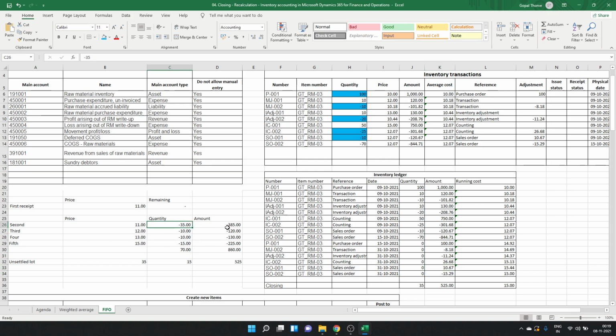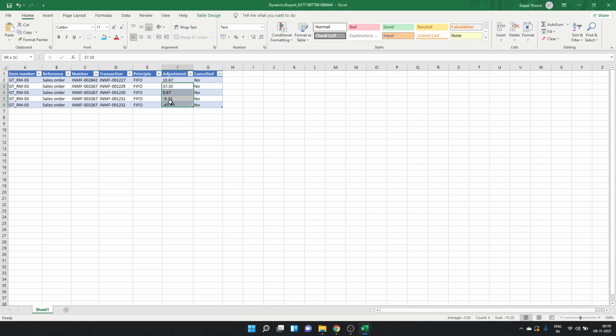Okay, so that is 15.29. So if we sum this up, 15.29 inventory is getting credited, and the COGS is getting increased. Okay, so because for this sales order, the settlement has happened from 4 different receipt transactions, so system has posted the differences accordingly.